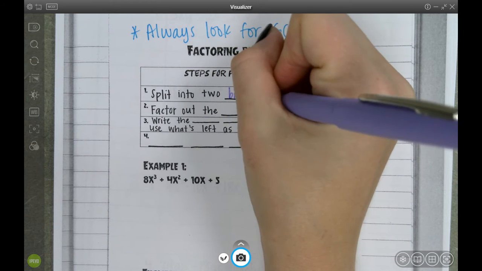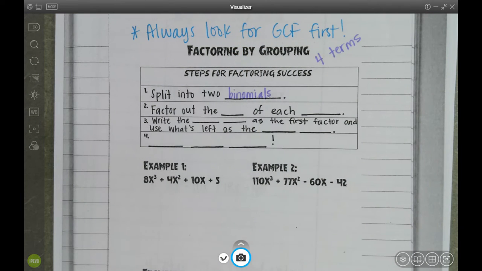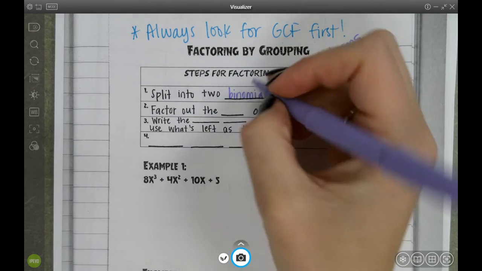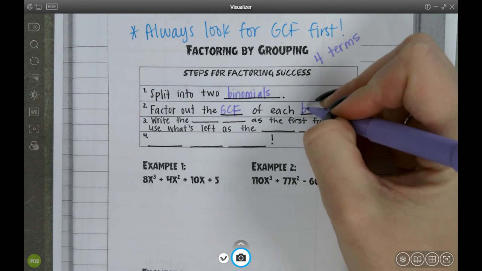What is a binomial? Has 2 terms. Yep. An expression with 2 terms. So we're going to take our 4 terms and split them into groups of 2. Then you're going to factor out the greatest common factor of each binomial.